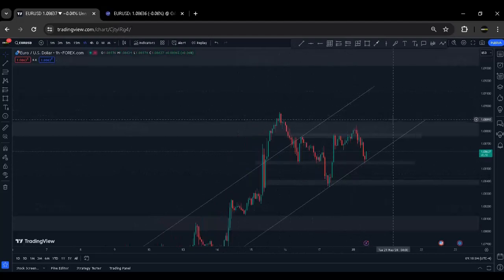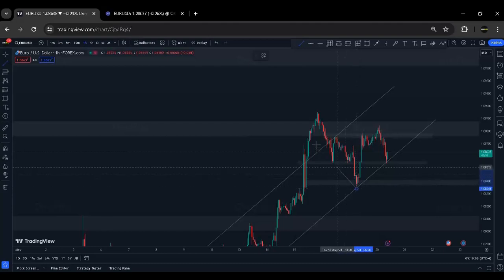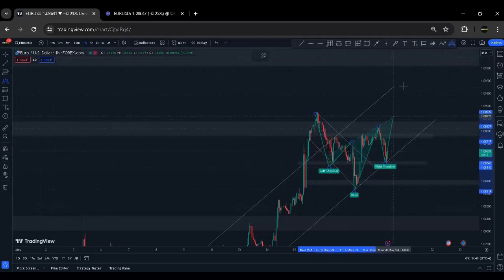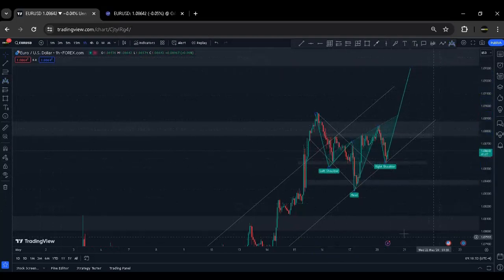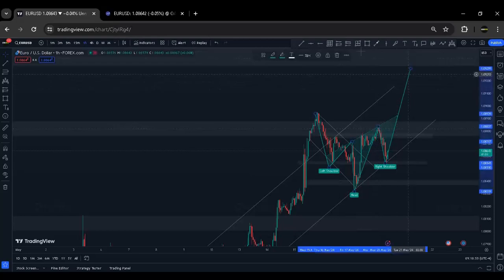So right off the bat, you can see we have this descending channel. So price had the first touch, second touch, and broke out on the third touch right here. And then after breaking out, respected this resistance, came down, and now it's respecting this support level, which is also a head and shoulders pattern. So all this is telling me is that price is heading higher.